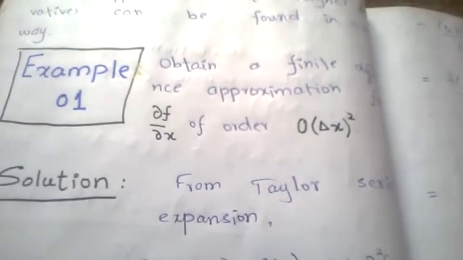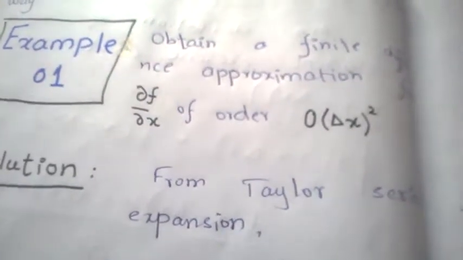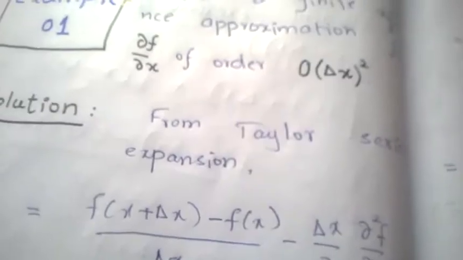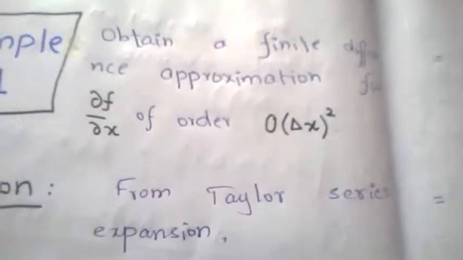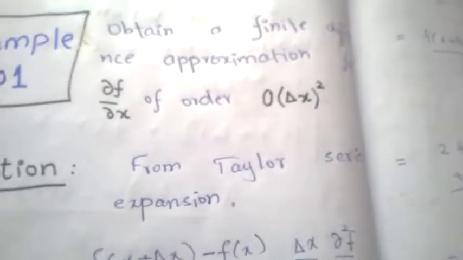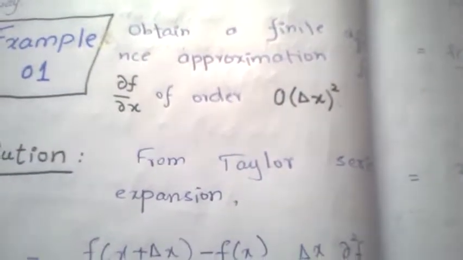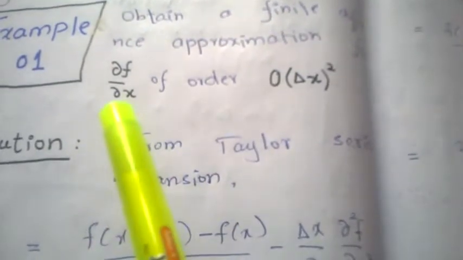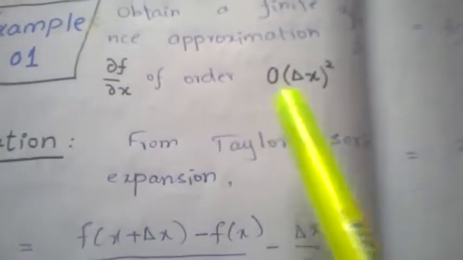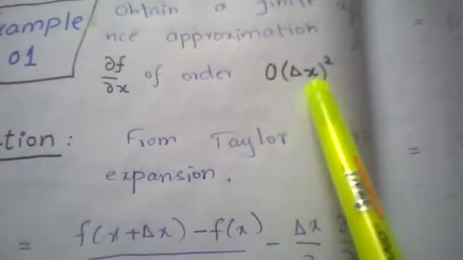This is the third part of the first lecture on computational fluid dynamics, and we will solve two of the examples. The first example is to find a finite difference approximation of partial f by partial x, and its order is delta x square. Note that in the first lecture, part A, we found the mathematical expression for the same formula and its order was delta x, but here we have to find an expression whose order is delta x square.